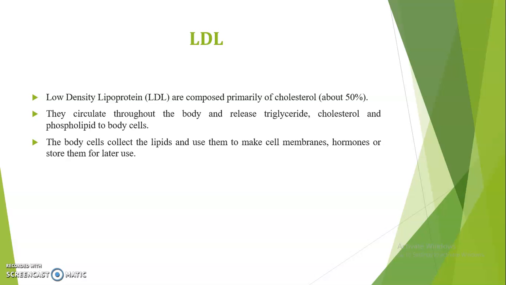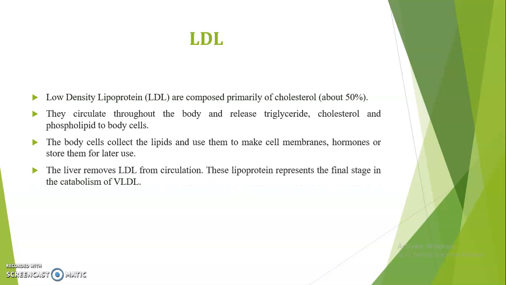Now body cells collect the lipids and use them to make cell membranes, hormones, or store them for later use. In the liver, LDL will be removed from the circulation. This lipoprotein represents the final stage in the catabolism of the VLDL.